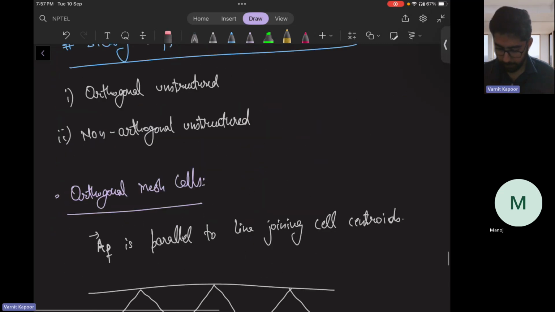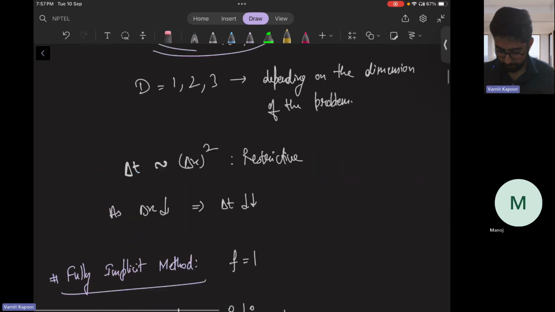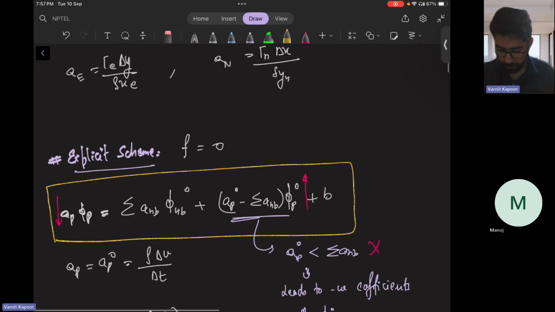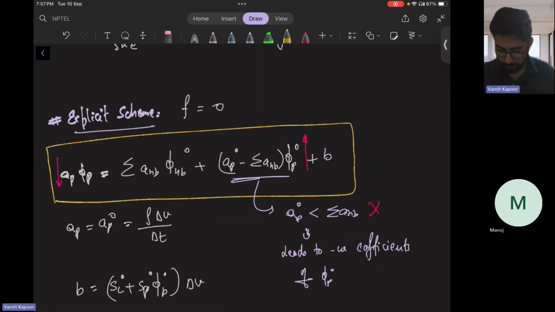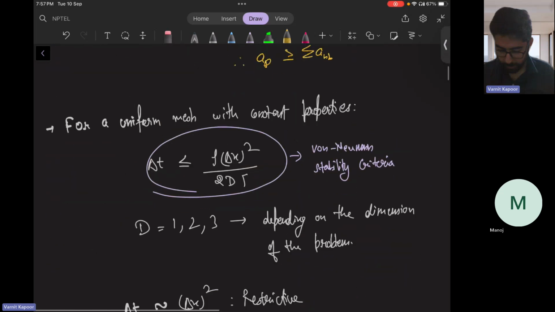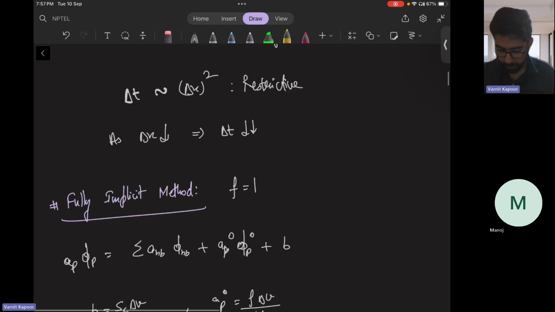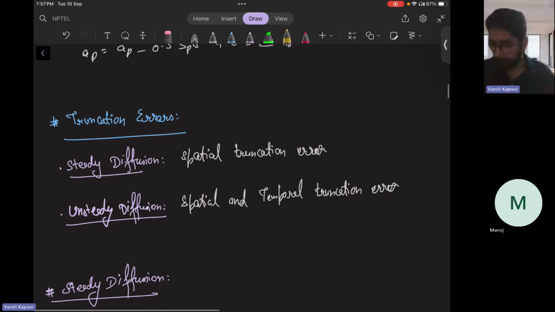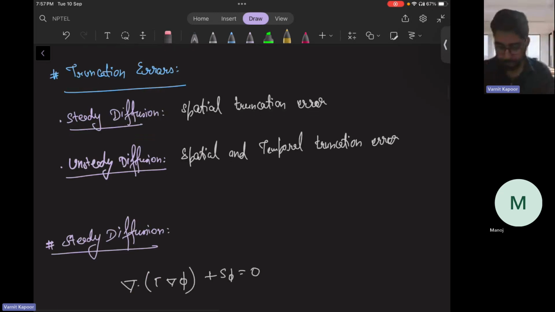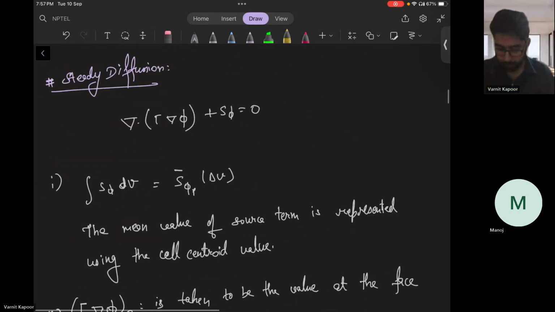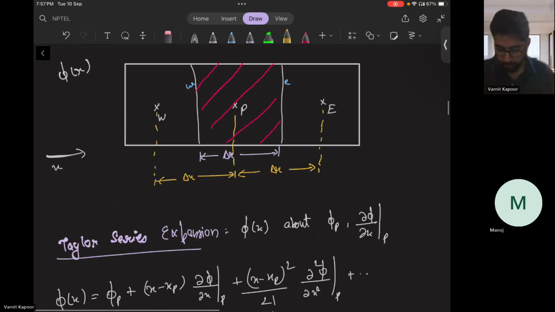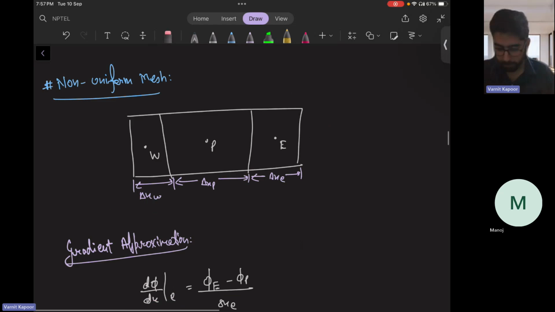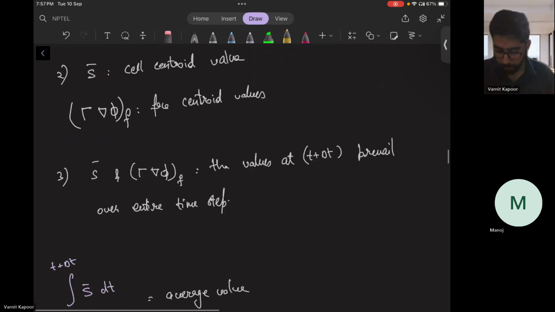So we have discussed a lot of things. Let's see one by one. The unsteady diffusion equation we expanded. We have seen the explicit scheme, the fully implicit method, and the Crank-Nicolson scheme. Then we dealt with the truncation errors for steady and unsteady diffusion, using the Taylor series expansion. We came across the order of accuracy in space as well as in time.